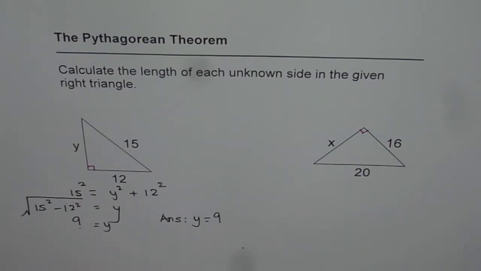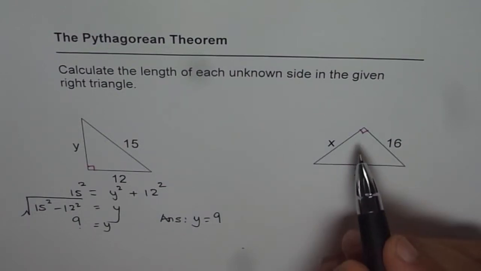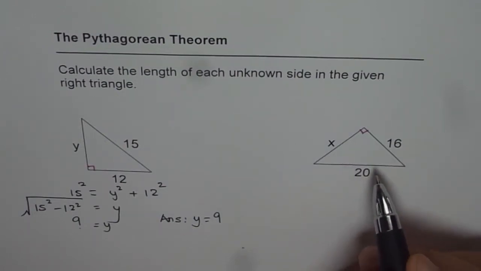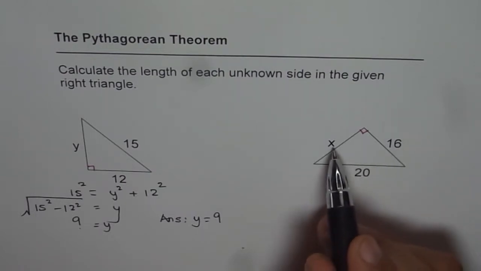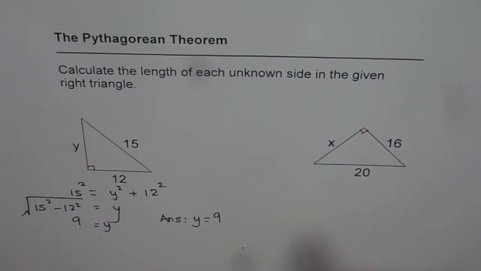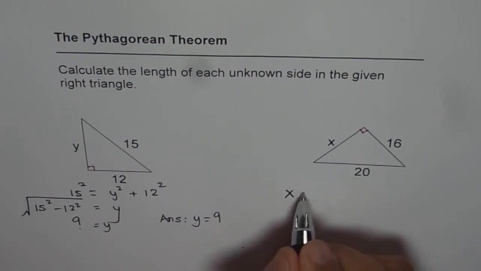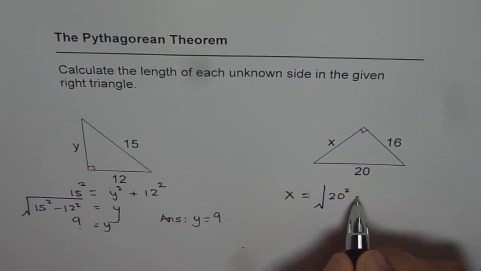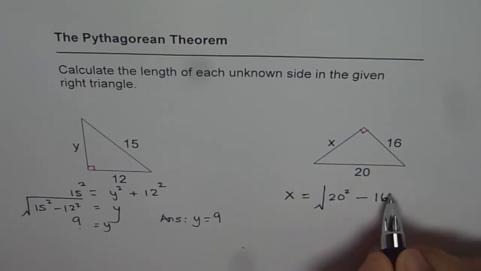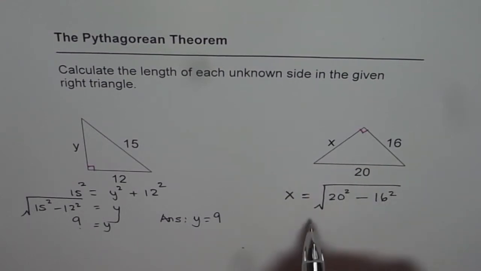Now the other one is kind of similar. But in this case, what are we given? Well, we are again given the hypotenuse and one of the legs. So you can find the third side. So the third side, x, should be equal to how much? It should be equal to the square root of the longest side, which is the hypotenuse, 20 squared, minus the square of one of the legs given to us, square root, right?